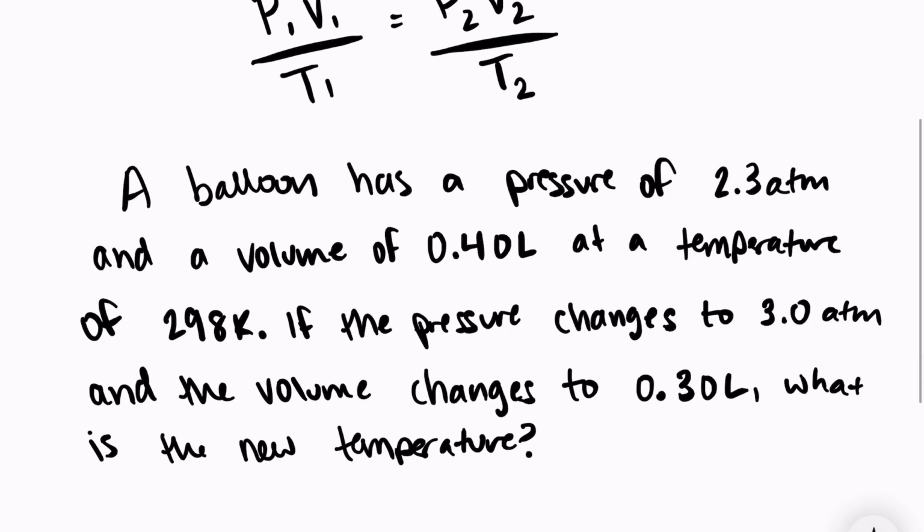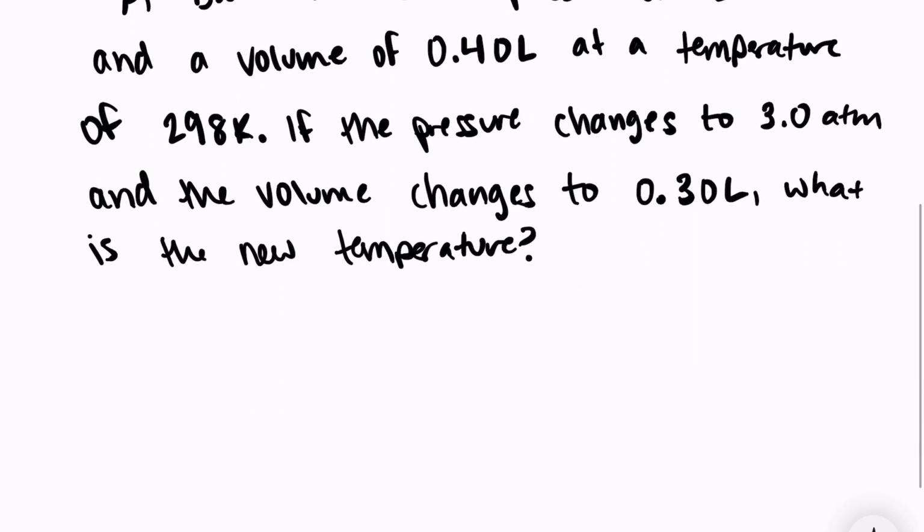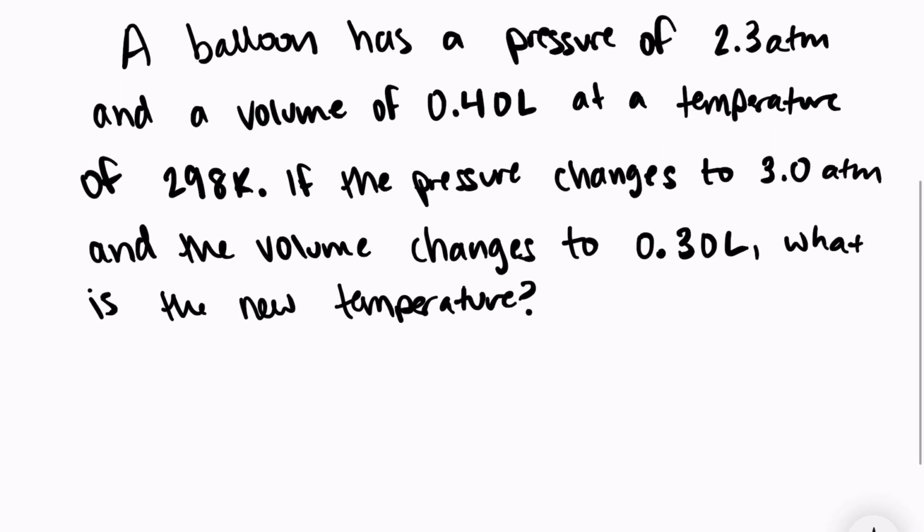It says, a balloon has a pressure of 2.3 atmospheres and a volume of 0.4 liters at a temperature of 298 Kelvin. If the pressure changes to 3 atmospheres and the volume changes to 0.3 liters, what is the new temperature? The first thing we're going to do is write out everything that we know.